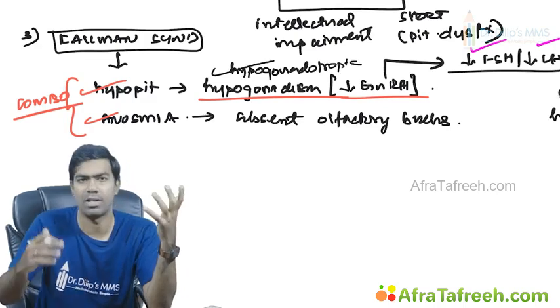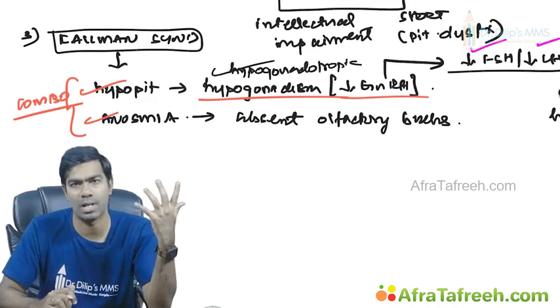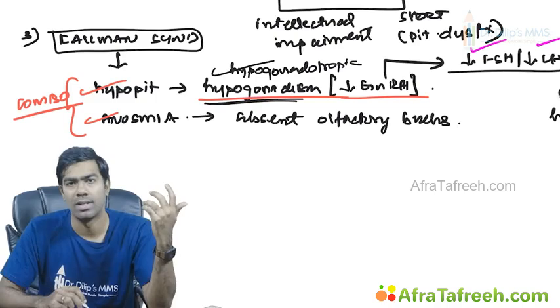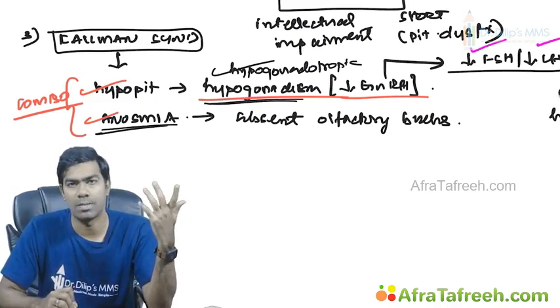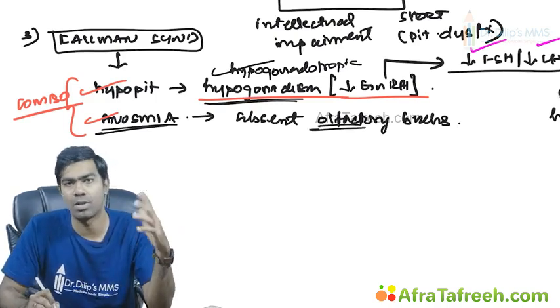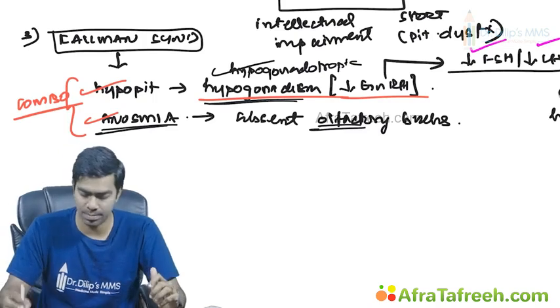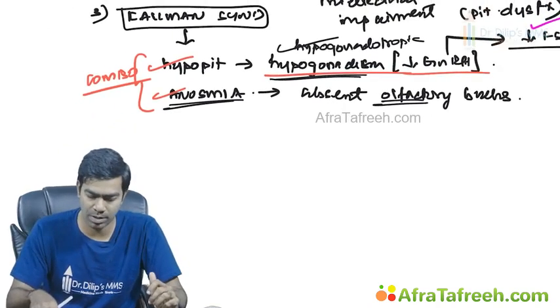So it's a central pituitary issue, or a hypothalamic issue. That's the reason you are resulting in a hypogonadism in Kallmann syndrome. And if they ask you why you get anosmia in Kallmann syndrome, you have to answer it is due to absent olfactory bulb. So that's the reason why you get anosmia in Kallmann syndrome.